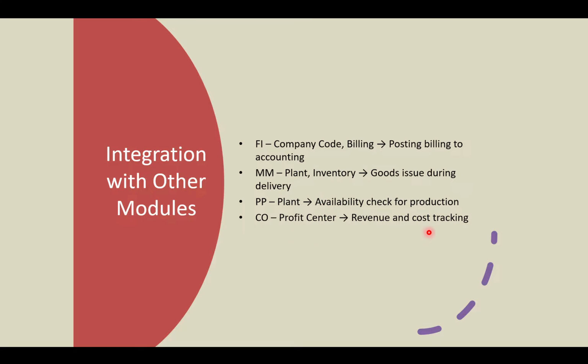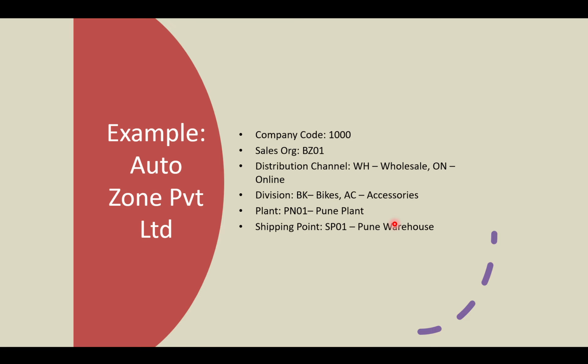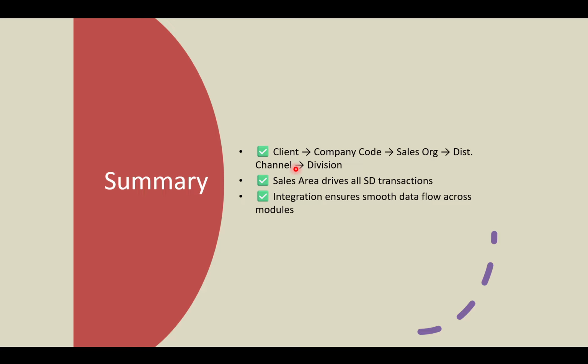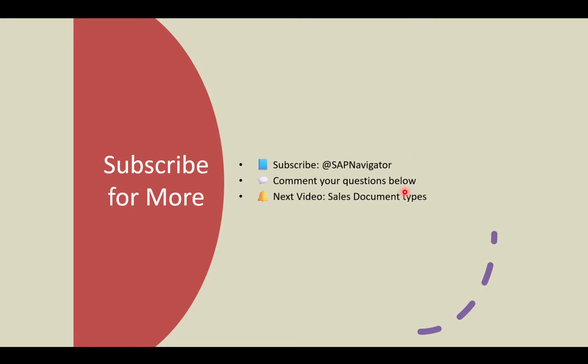CO is profit center and revenue and cost tracking. By manufacturing a certain product, it requires some cost, right? So it involves some cost, and those kinds of details will be captured with CO. So what we did, client is nothing but a company code, sales org, distribution channel, division. This is the SD perspective. Sales area drives all the SD transactions, like order creation, invoice creation, credit memos and debit memos. Everything will come under sales area only.